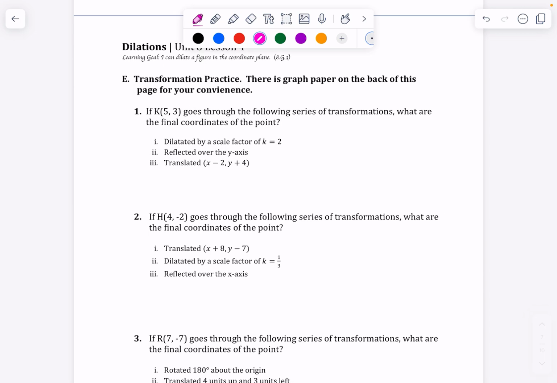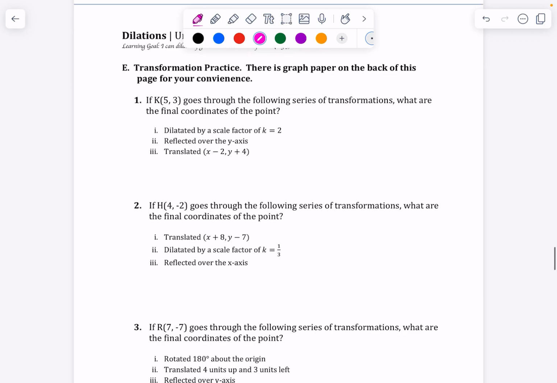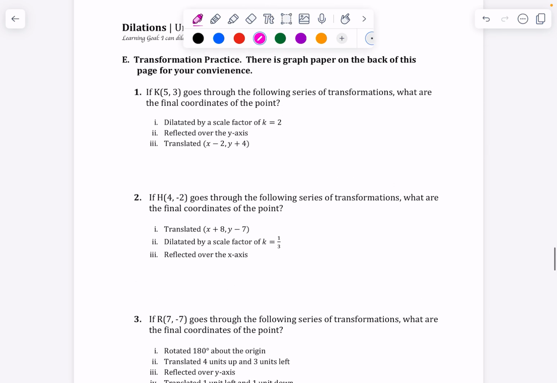Okay, go ahead and turn the page. This last page is combining all of the different types of transformations we've learned this unit. If you need graph paper, there's some on the next page in your packet, but we're going to just run through these and see if we can do it real quick. The first one says dilate with a scale factor of 2. So I'm going to take the original shape and multiply it by 2. I started with 5,3 and that would make it go to 10,6.